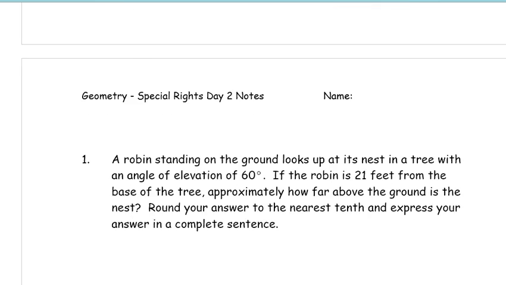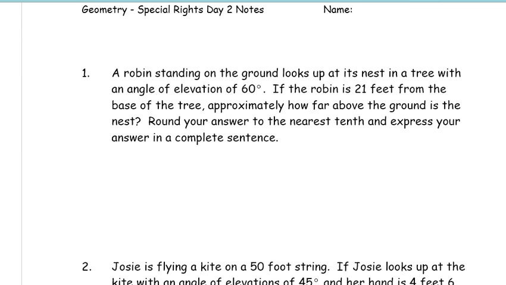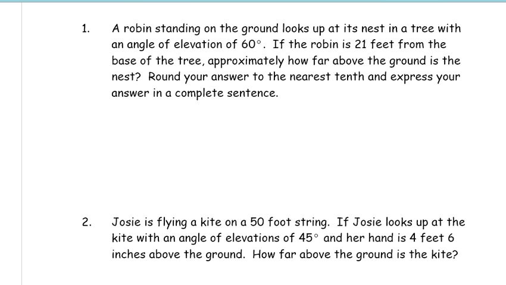Let's look at some examples with that included. Can't believe I did day 2. Day 3, idiot. A robin standing on the ground looks up at its nest in a tree with an angle of elevation of 60 degrees. If the robin is 21 feet from the base of the tree, approximately how far above the ground is the nest? Round your answer to the nearest tenth and express your answer in a complete sentence. I should be a kindergarten teacher. I read so well.